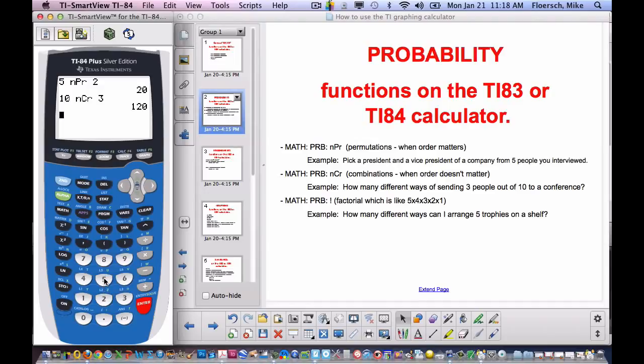In this case, I would do 5, math, probability, number 4. And number 4 is the factorial. I hit enter. There are 120 different ways I can arrange 5 trophies on my shelf.